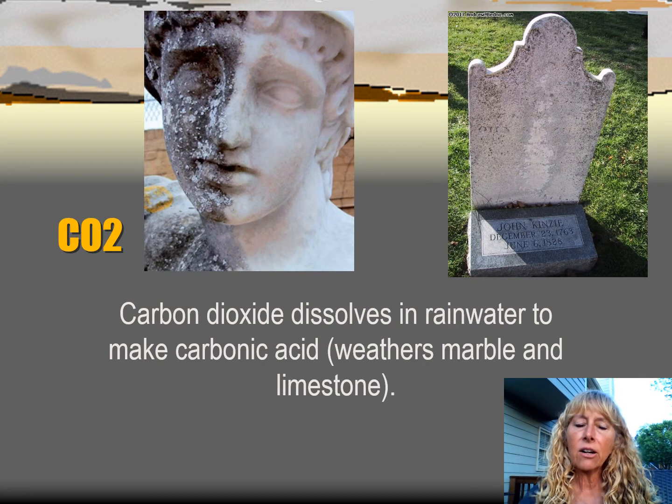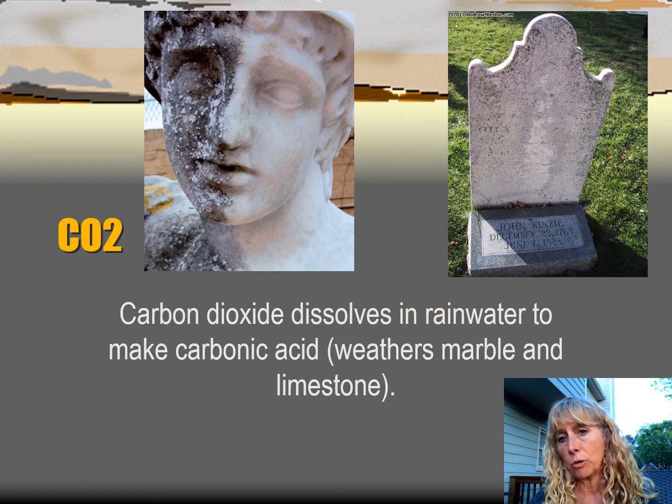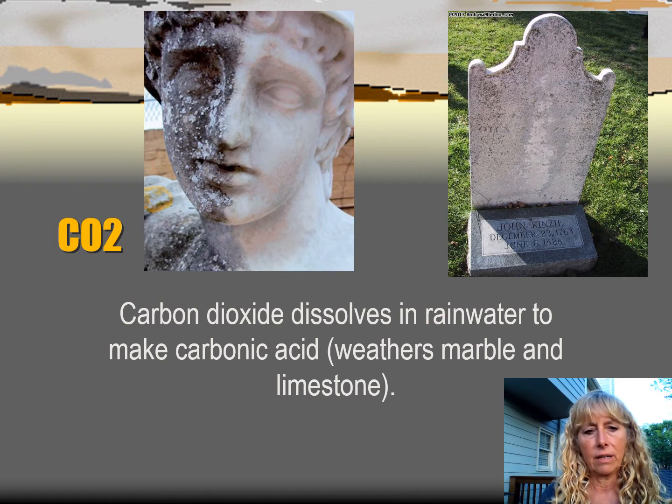Carbon dioxide can also cause weathering on rock. You can see this marble statue and how it's turned black over time through the carbon dioxide that's dissolved in rainwater to make carbonic acid, and this tombstone. So around town you'll see marble tombstones that look like that, and that's from the chemical weathering caused by carbon dioxide.